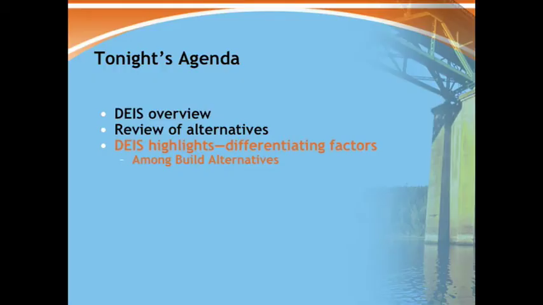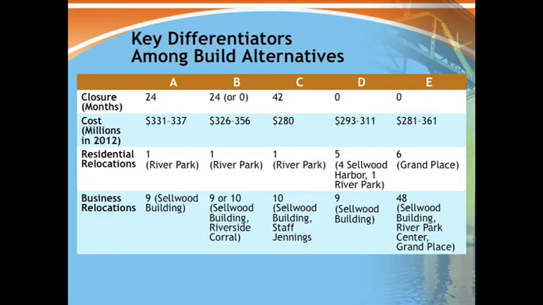So now we'll go ahead and talk about the differentiating factors among all of the build alternatives. We talked about the elements before, and so that should give you some idea of how they play together in terms of the whole alternatives that we're going to talk about in this section. These are the key differentiators among the build alternatives.